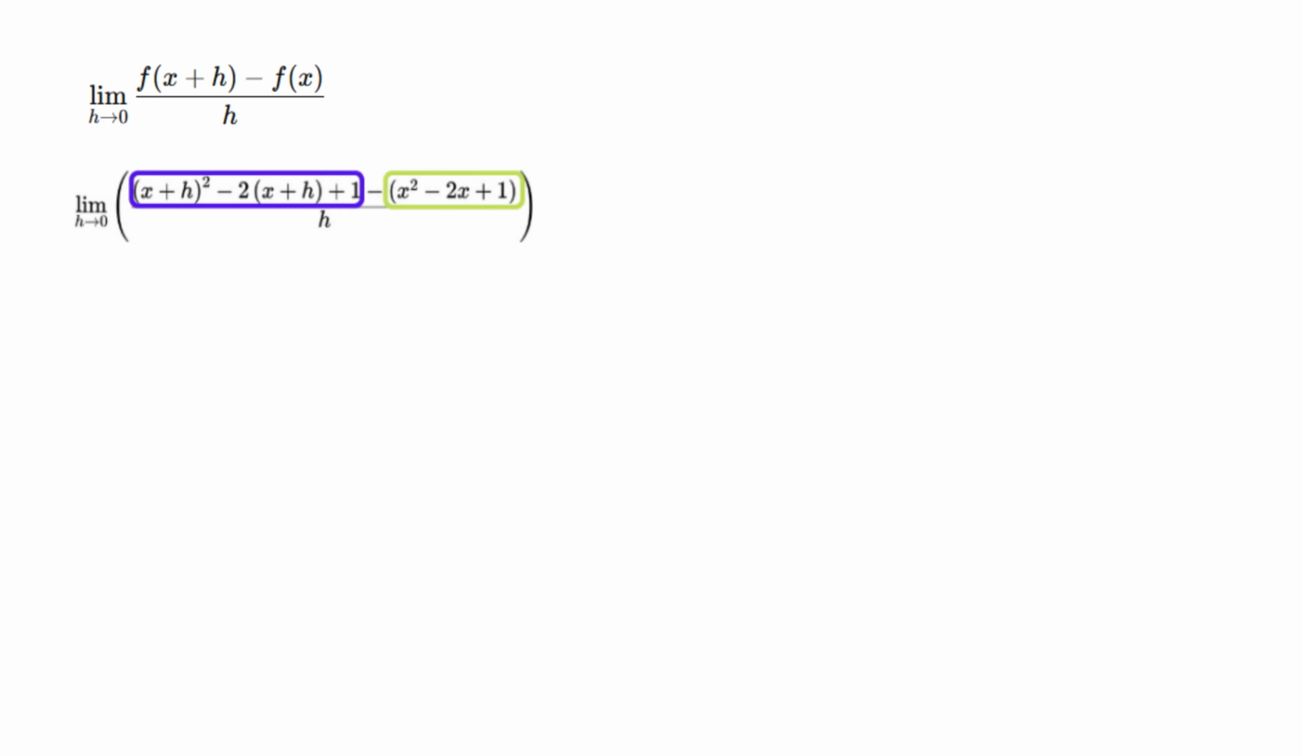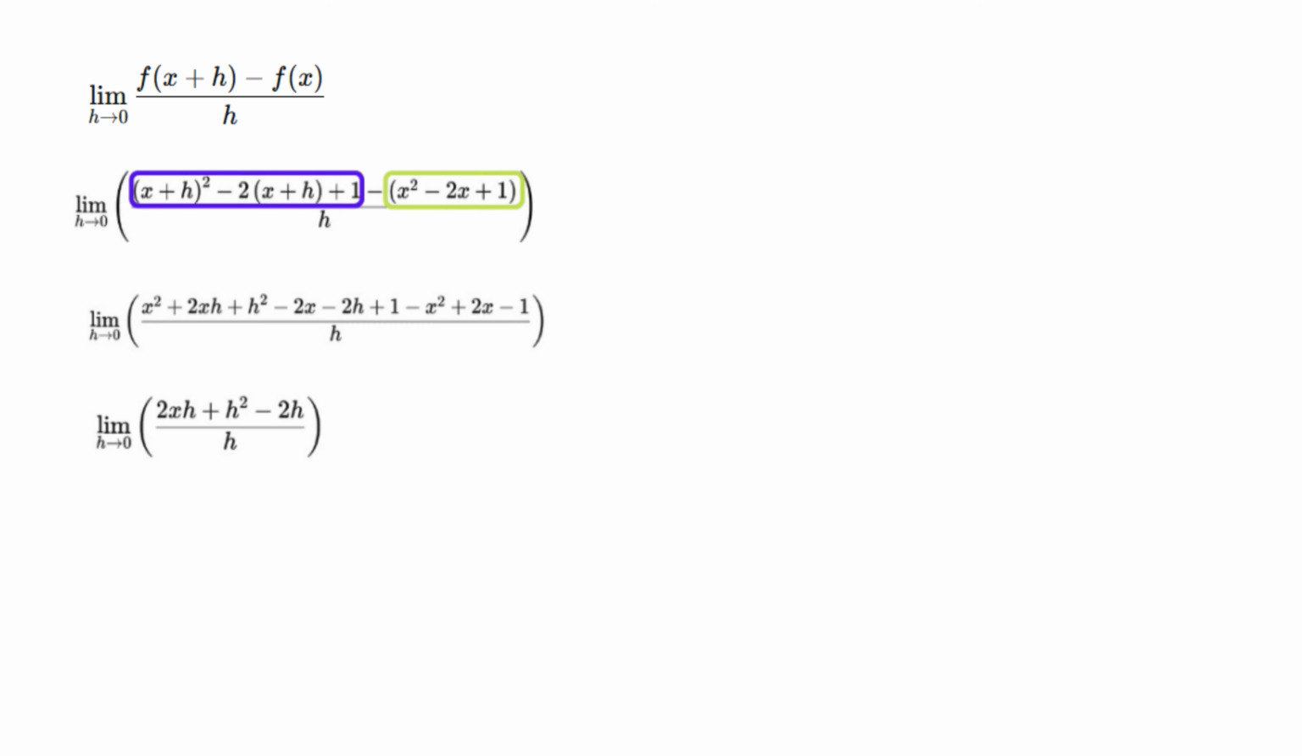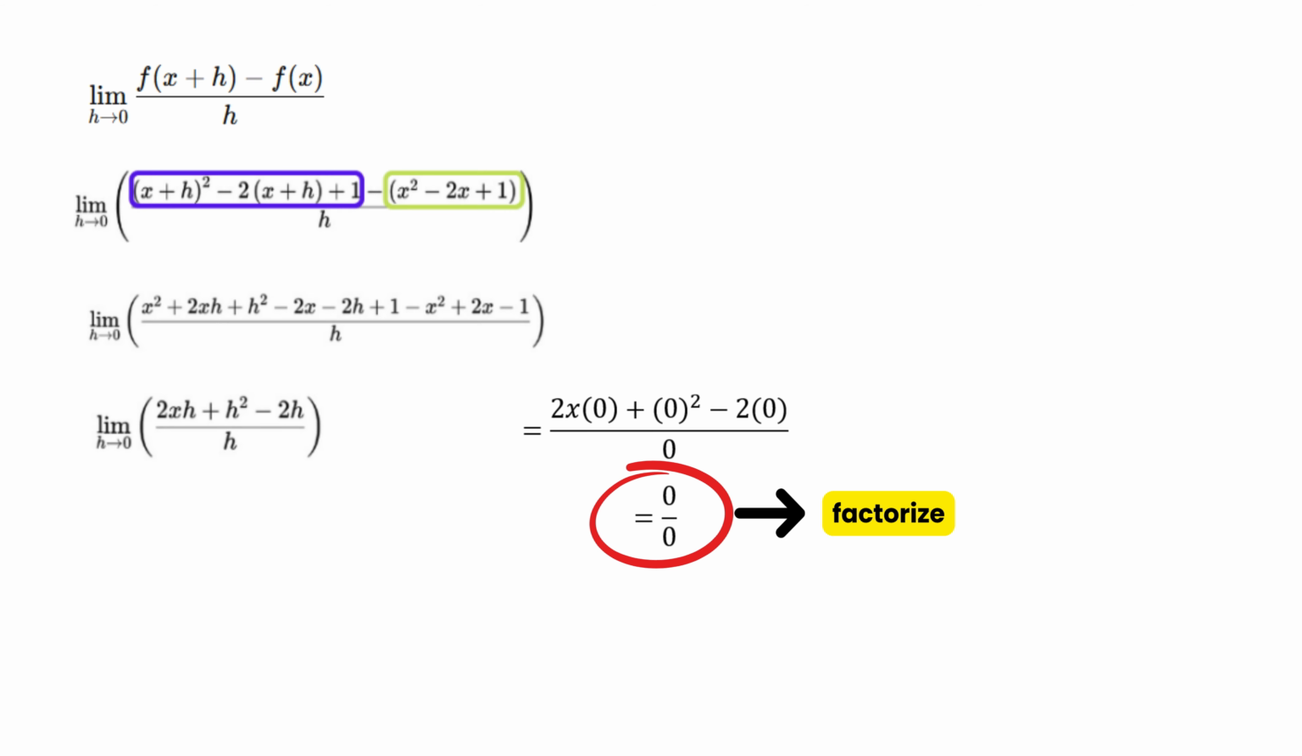Now simplify the top of the fraction as much as you can. Next, we need to actually take the limit. Important. If you've forgotten how limits work, please go back to the video where we explained how to calculate limits algebraically. We're now going to try substituting 0 wherever there's an h. When we do that, we end up with 0 over 0 as our answer. Remember, when we get 0 over 0, that tells us we need to factor.